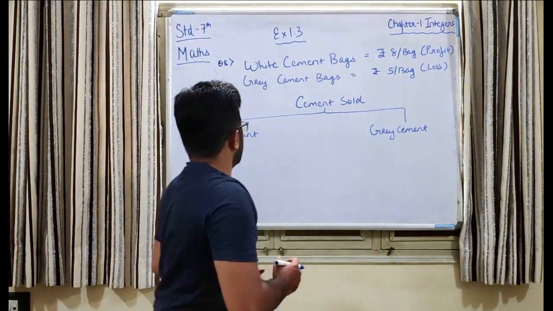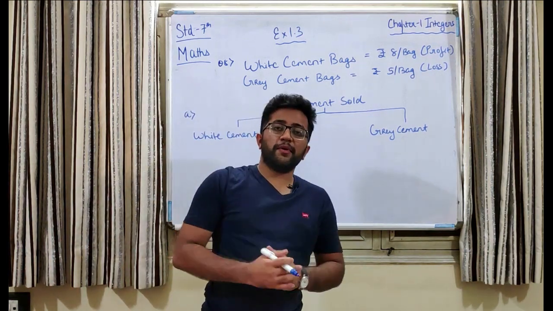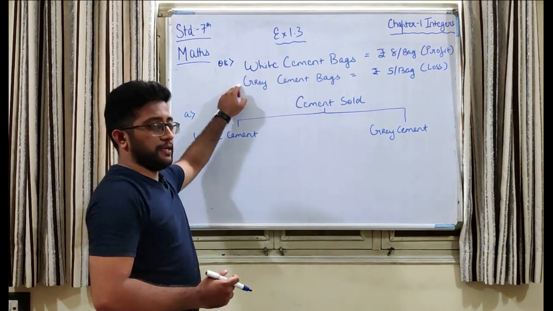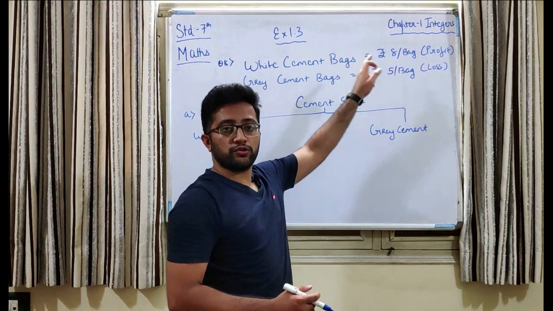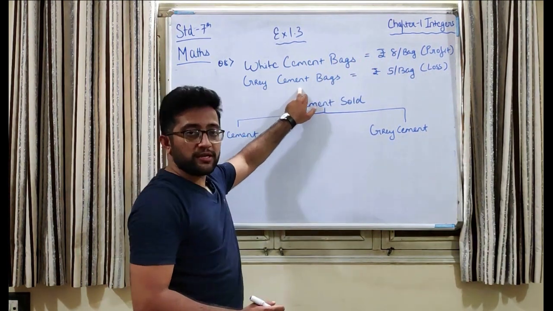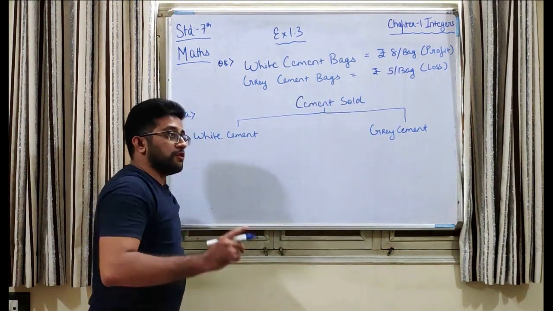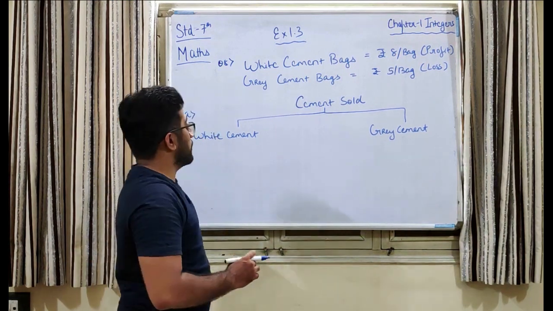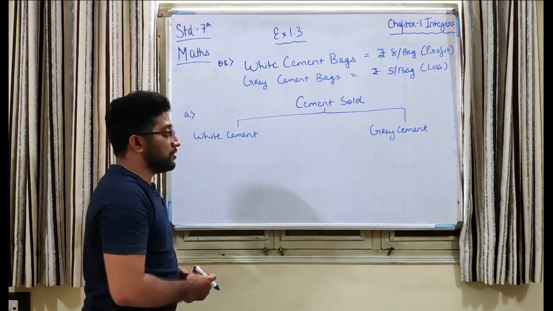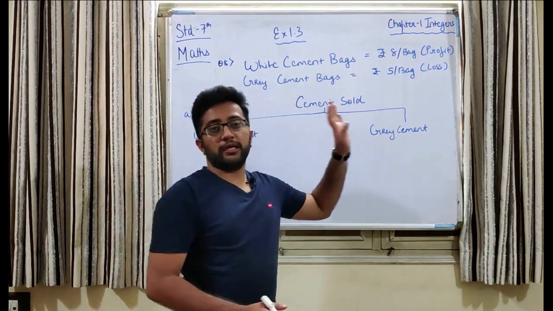Okay, so moving towards the next question. Question number 8 says that there is a cement manufacturing company which produces two types of bag, that is white and grey. For every white cement bag sold, it earns a profit of rupees 8 per bag, and for every grey cement bag sold, it incurs a loss of rupees 5 per bag. Okay, so as per the first scenario which is given in the question, what will be the net profit or loss after the selling of 3000 white cement bags and 5000 grey cement bags?